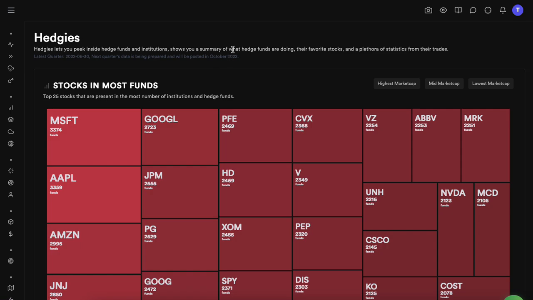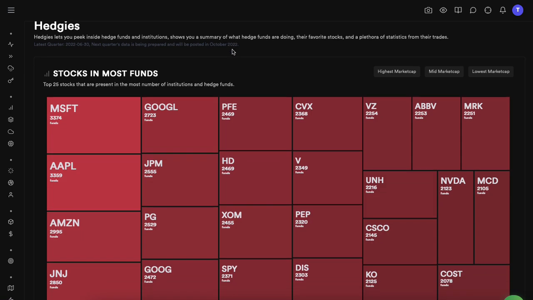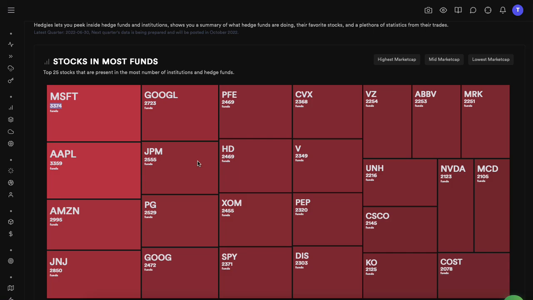Alright, so on the top you're seeing the stocks that are present in the most funds. So we have Microsoft at the very top, and it's present in about 3,300 funds. When you're seeing the red and green color, the red color simply means that the funds overall decreased their position in that particular stock. So all the highest market cap stocks actually had funds decrease their positions, which is obviously slightly bearish if you're thinking about it.